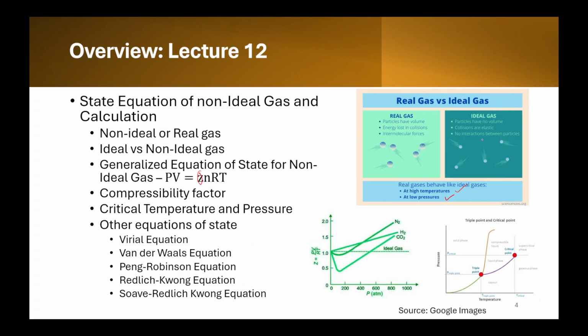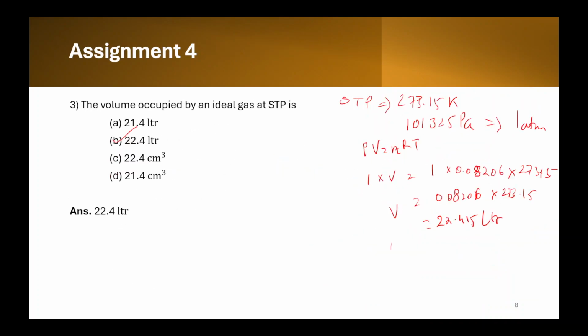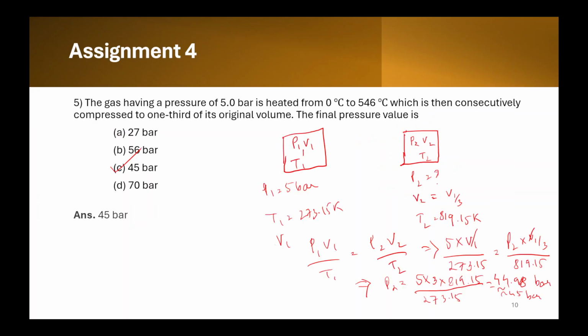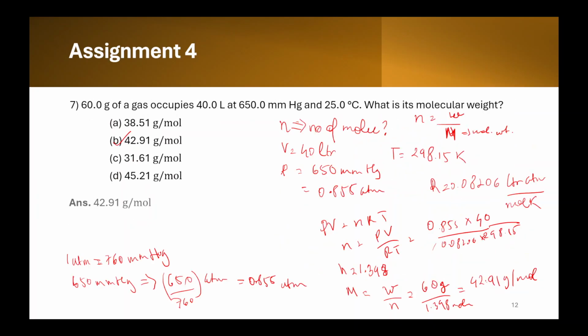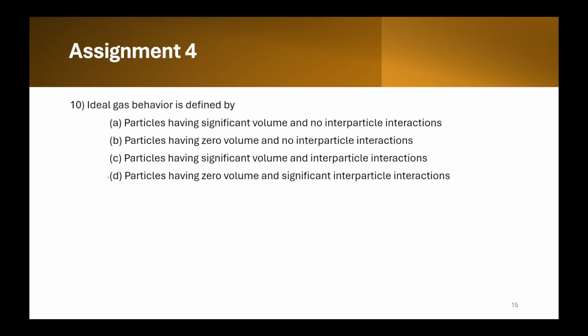So for an ideal gas, you can see here, particles have no volume and no interparticle interaction. This is the ideal gas behavior. These are basically point-size particles with insignificant volume. So the correct answer will be B. They do not have any significant volume. The correct answer is B here.